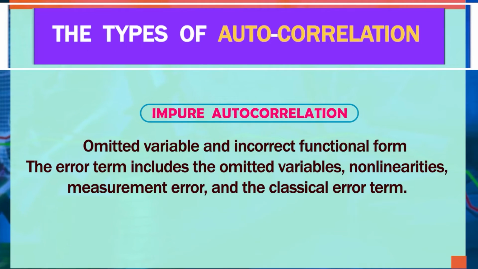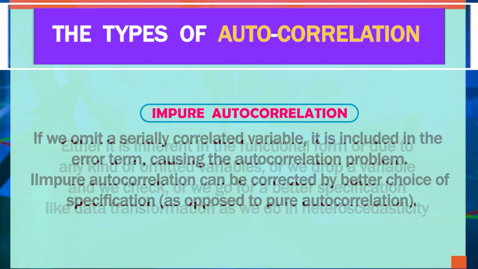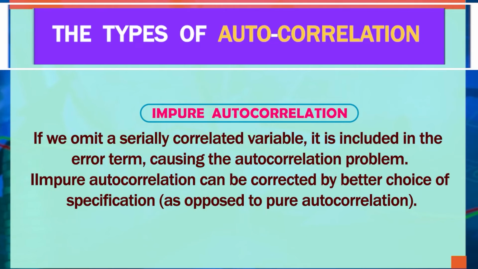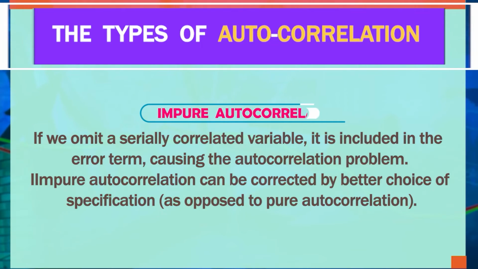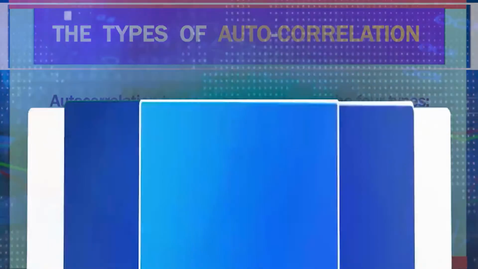Secondly, we can move on to impure autocorrelation. In impure autocorrelation, we cannot identify the source of autocorrelation, nor can we calculate the autocorrelation coefficient ρ. So here the problem is either inherent in the functional form, or due to any kind of omitted variables, or we drop a variable and we check, or we go for a better specification like data transformation as we do in heteroscedasticity, and we get rid of the problem. So impure autocorrelation is very difficult to deal with because the actual cause of the problem cannot be identified. So autocorrelation types basically refer to the 4 types: positive, negative, pure and impure.